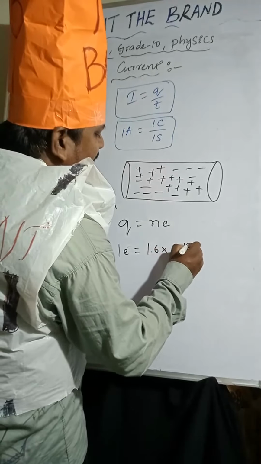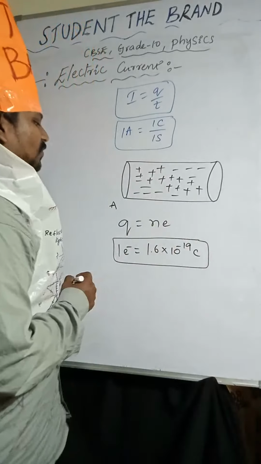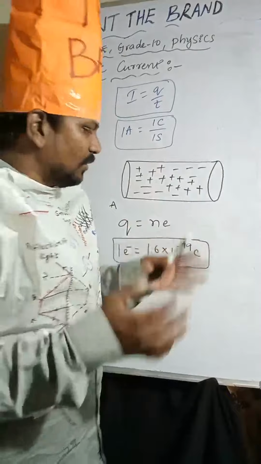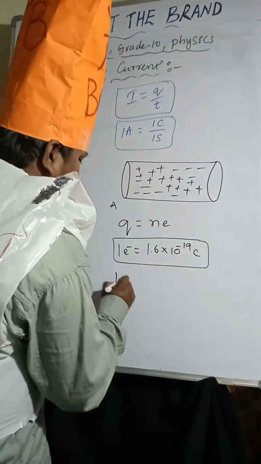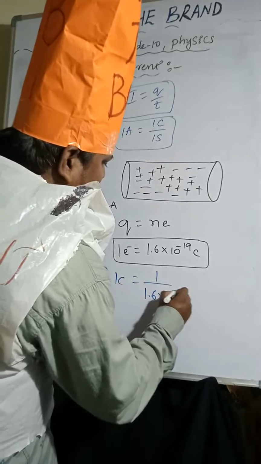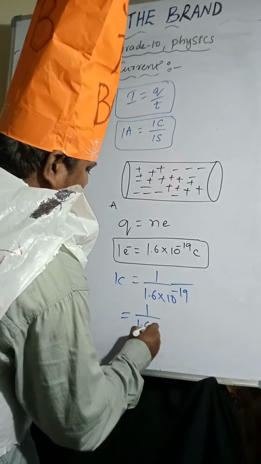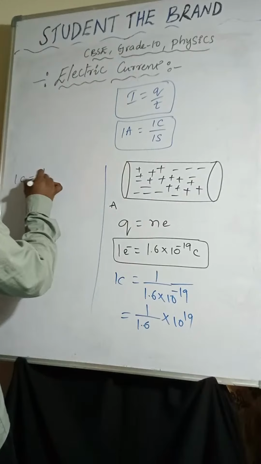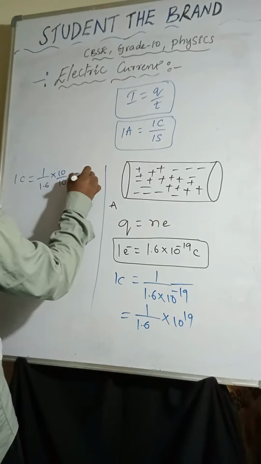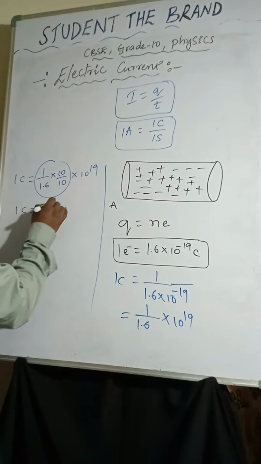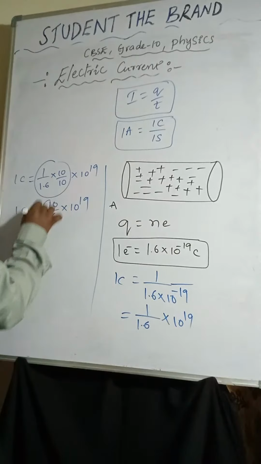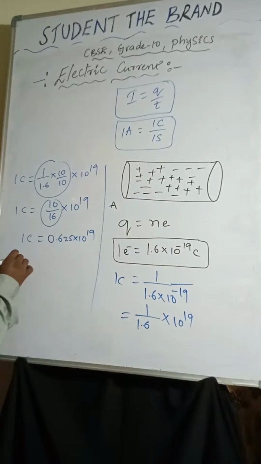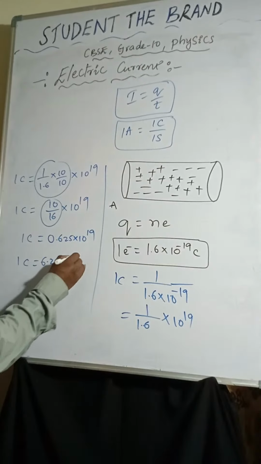On one electron, how much charge is present? 1.6 into 10 power minus 19 coulomb. Then in 1 coulomb, how many electrons are present? 1 by 1.6 into 10 power minus 19 gives 1 by 1.6 into 10 power 19, which is 0.625 into 10 power 19, so 6.25 into 10 power 18 electrons.